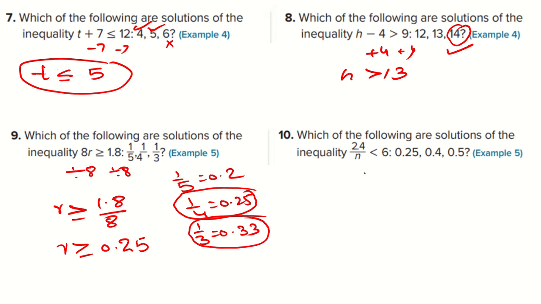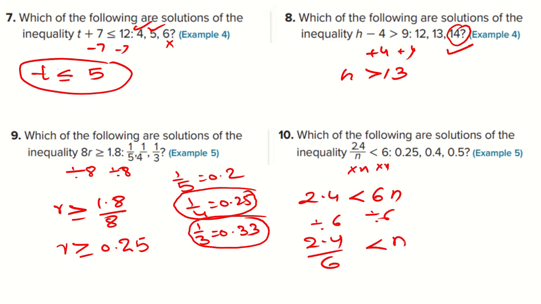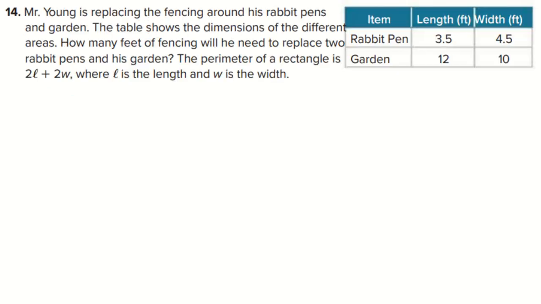Now this one is 2.4 divided by n. So multiply by n both sides. Then it will be 2.4 is less than 6n. Divide by 6 now. So 2.4 divided by 6 is less than n, means n is greater than 0.4. So what number here is greater than 0.4? This number is small, this number is equal, only this number is bigger. So 0.5 will be the answer.